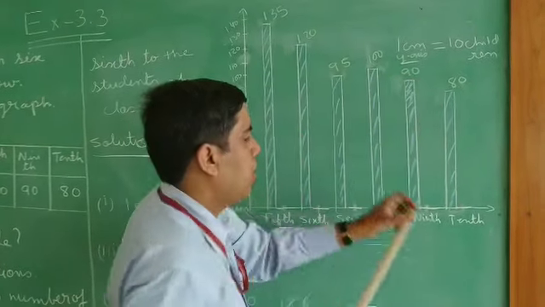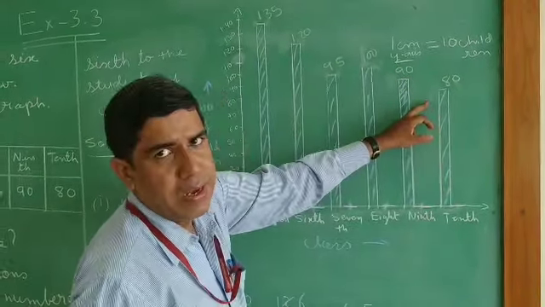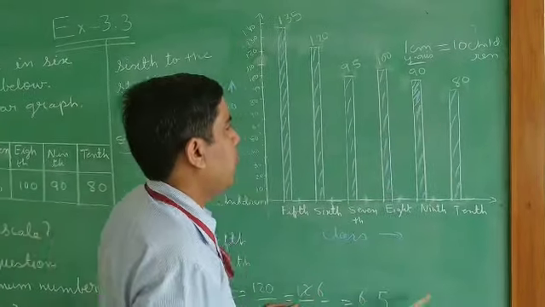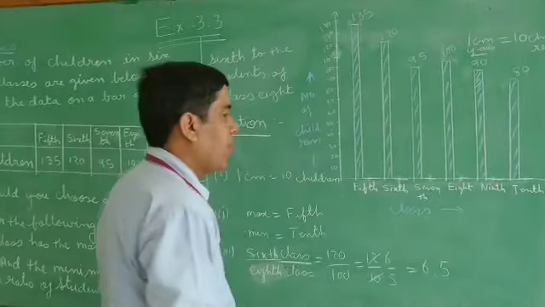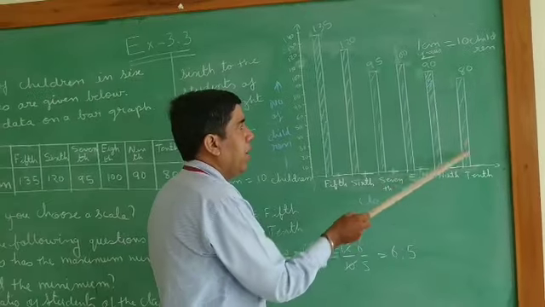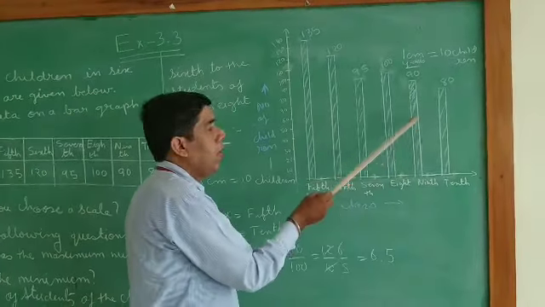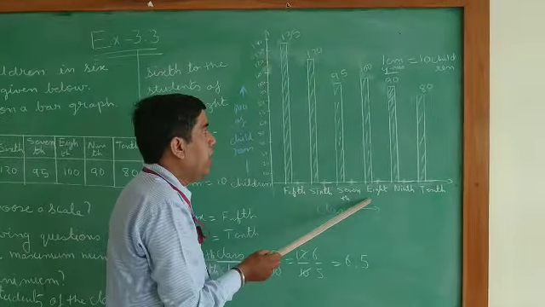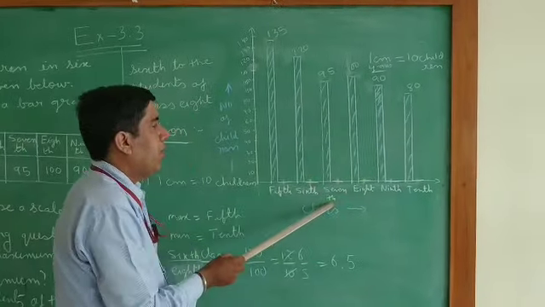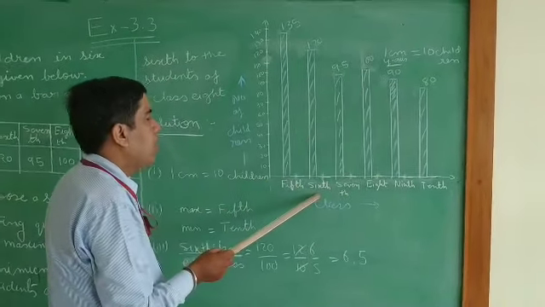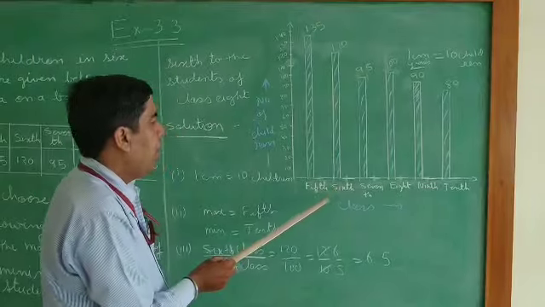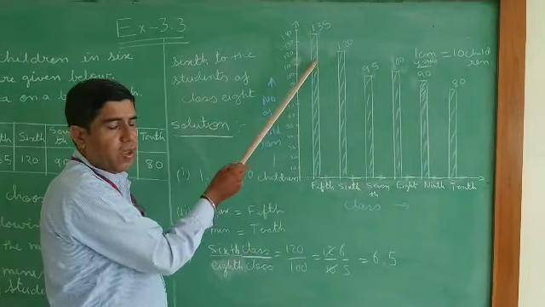90. And in 10th, what is the answer here? 80 is the number of children. So in 10th, 80. In 9th, 90. In 8th, it is 100. In 7th, it is 95. In 6th, it is 120. And in 5th, it is 135.